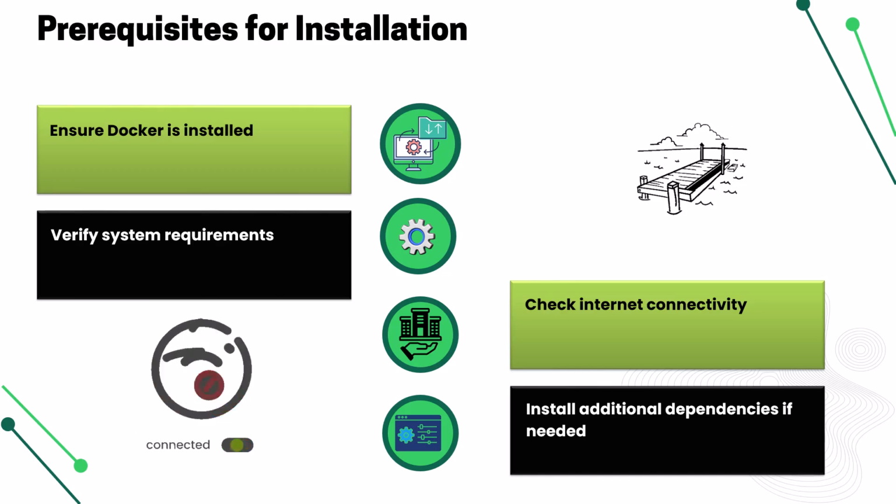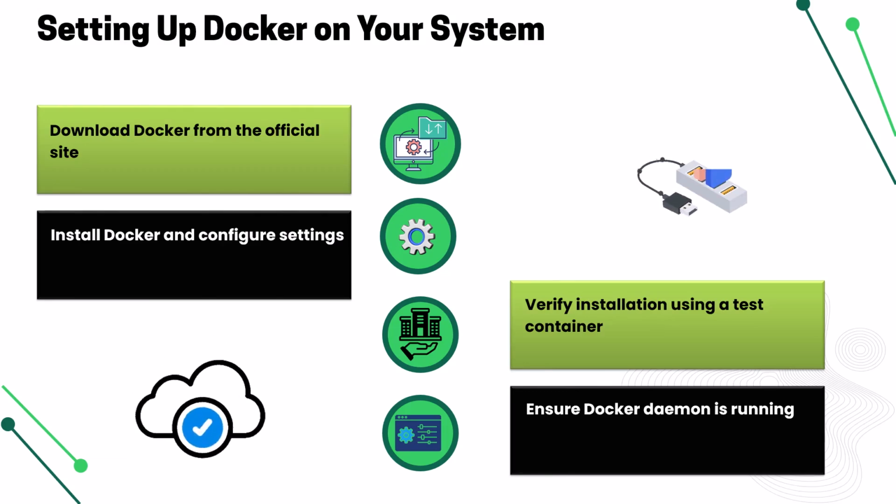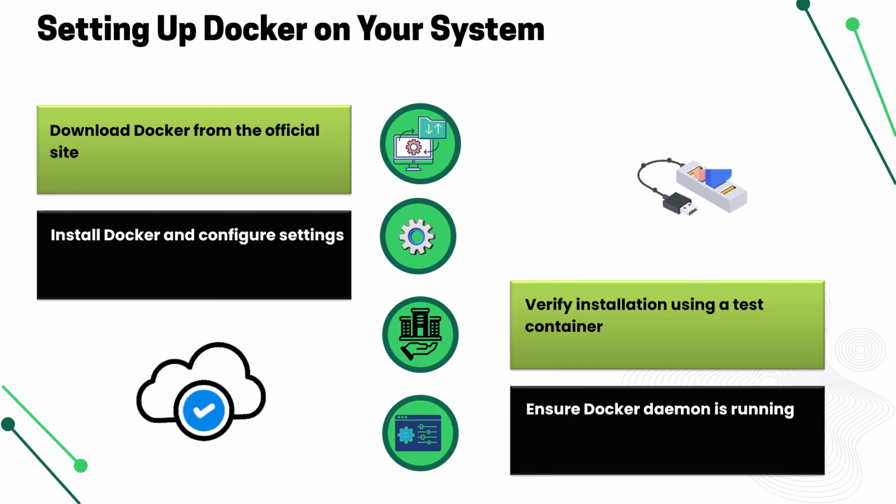Ready? Let's get cracking. Setting up Docker is the first milestone. We'll download it from the official site because let's keep things legit. Installation is straightforward, and configuration ensures smooth sailing. Once installed, we'll test it by running a container, because trust is built on proof. Lastly, let's double-check that the Docker daemon is up and running. If we nail this step, the rest is a breeze.